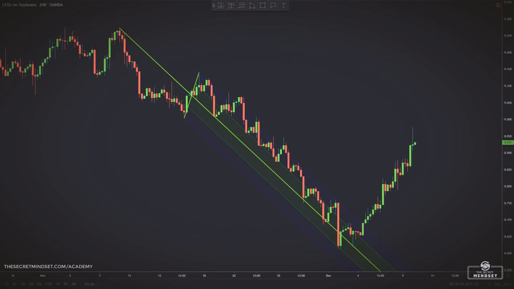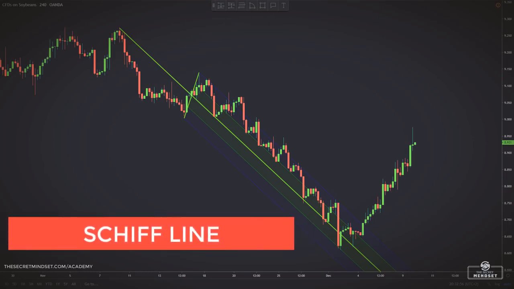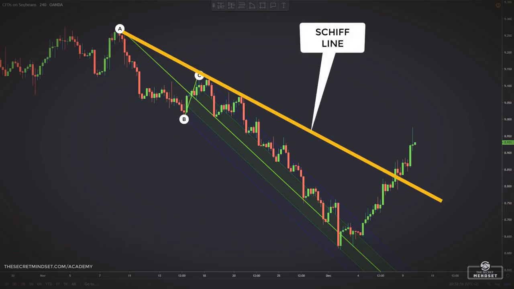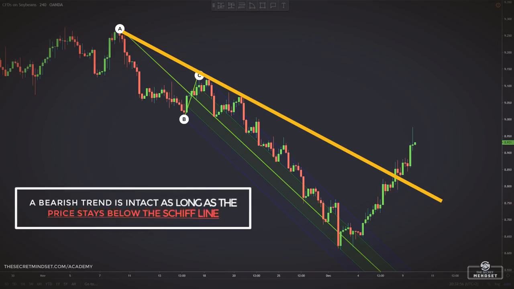The way to answer these two questions is to use the shift line. Few traders know about the shift line's existence. This is a line that connects the A point and C point. As such, traders know in advance where the shift line is. In strong trends, the price has a strong tendency to move away from it. As a rule of thumb, a bearish trend keeps going as long as the price stays below the shift line. Of course, the opposite happens in a bullish trend.